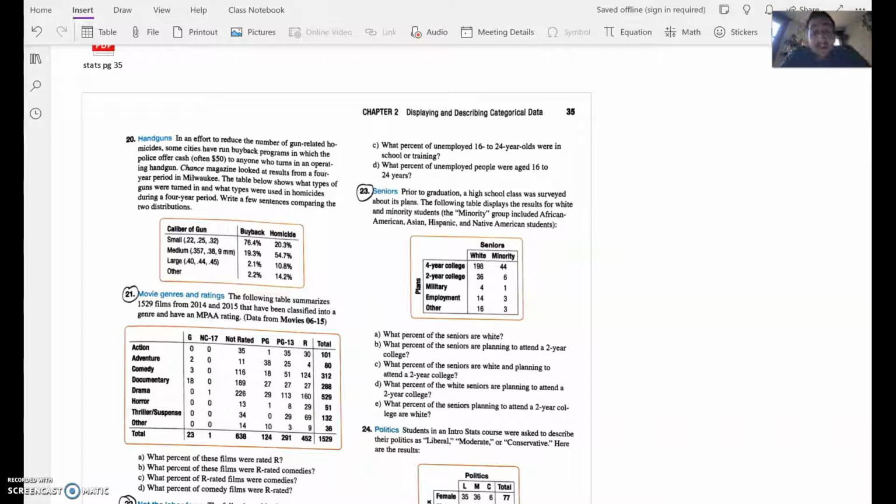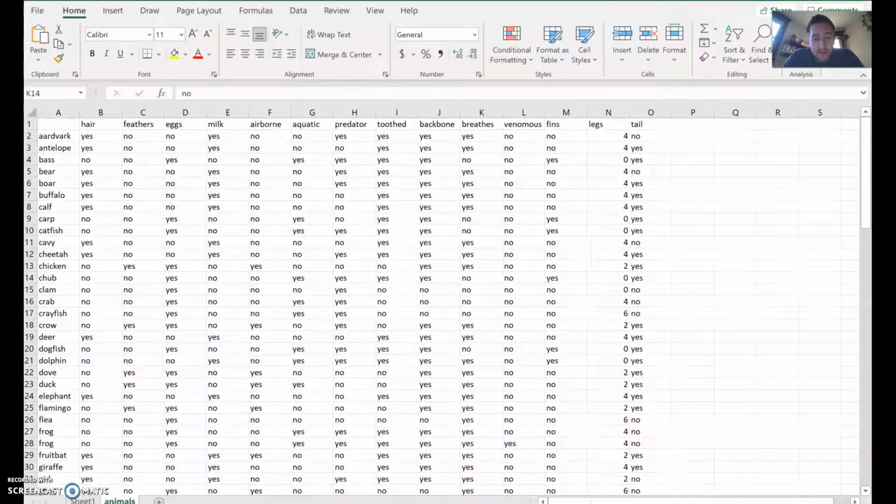I'm going to give you a data set. I actually attached the data set to the assignment. It looks like this. It's called animals. There's about 80 different animals, and there's about 2, 4, 6, 8, 10, 12, 14 different categorical variables. They're all yes, no's, except for legs. Something either has 4 legs, 0 legs, or 2 legs, or 6 legs, a crawfish. Even though those are numbers, those are still categorical variables.